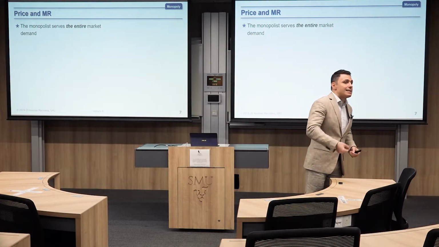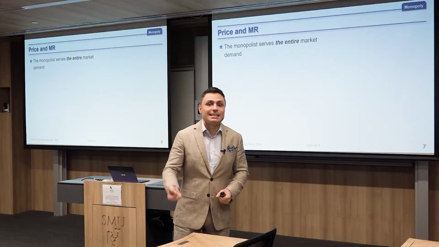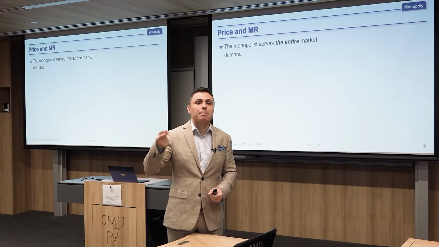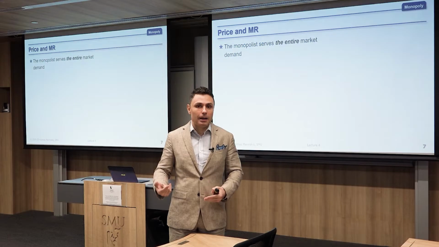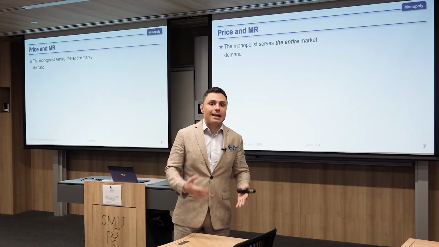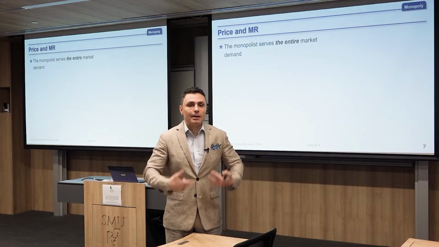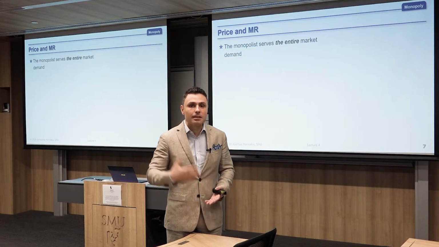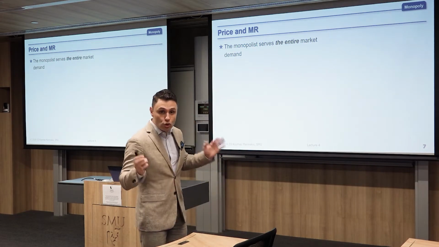So the monopolist here serves the entire market demand. What the monopolist does, by definition, is the market supply. What the monopolist puts for sale is the entire quantity supplied. So by definition, the monopolist is one side of the market, so it affects the market. So we should not expect that this will happen.